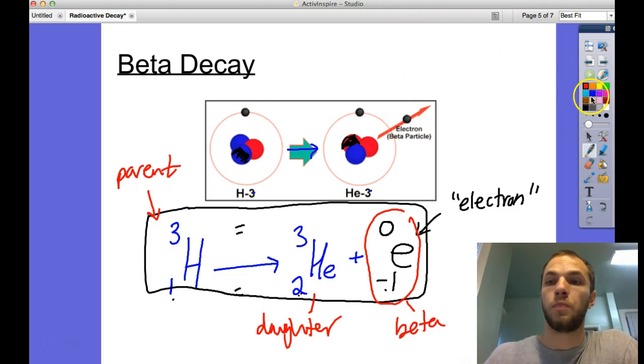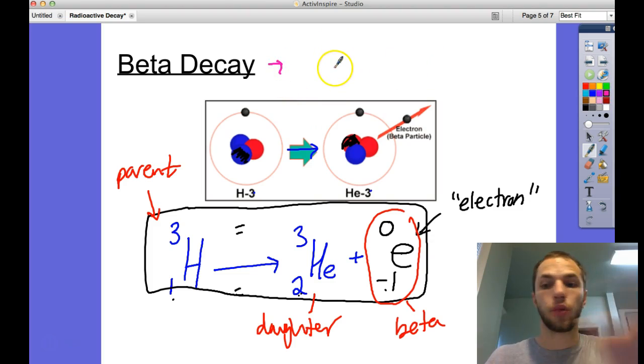Now, beta decay has more energy than alpha decay. It's more dangerous. It has more energy when it's released. What can stop beta decay? It can go through a sheet of paper. You need some type of metal to block it.